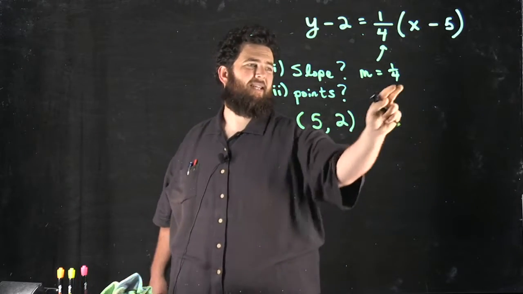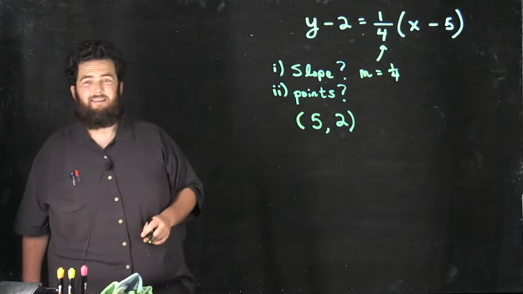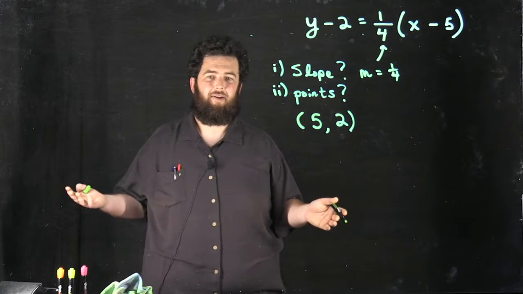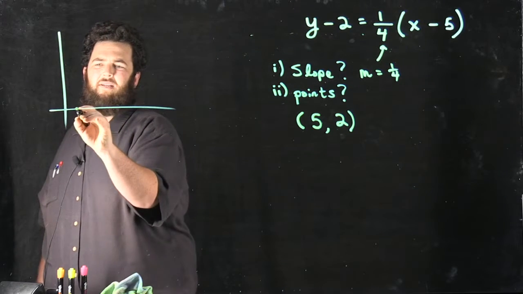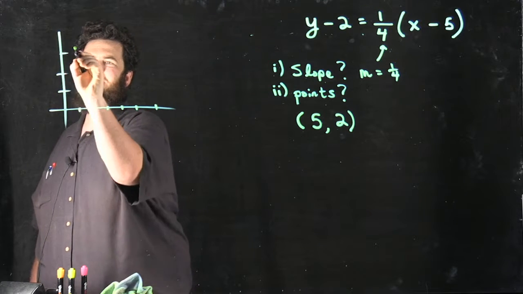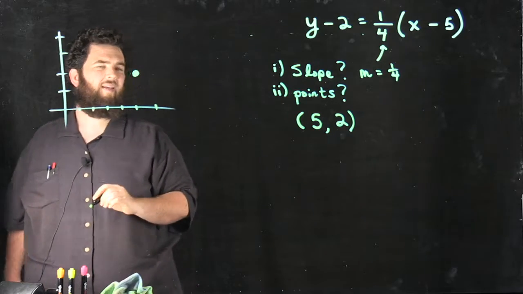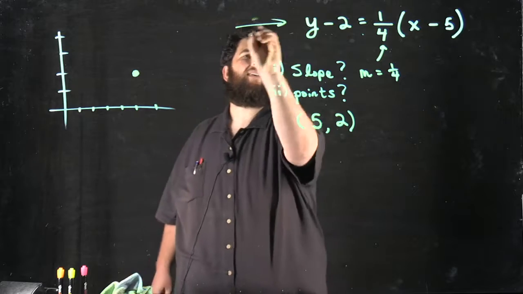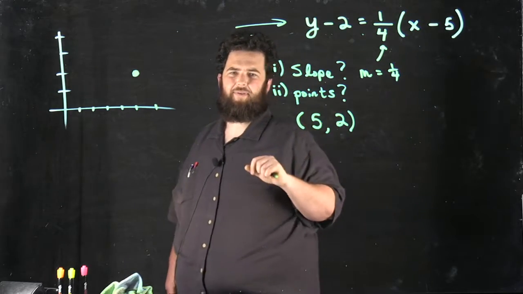Now, given a point and a slope, I could do a whole lot, right? I can actually find every other point on the line that I ever wanted to find. How do I do that? Well, let's graph 1, 2, 3, 4, 5. 1, 2, 3, 4. Here's 5, 2. And I want to find just one more point that's on this line right here. Well, I know that the line has a slope of 1/4.